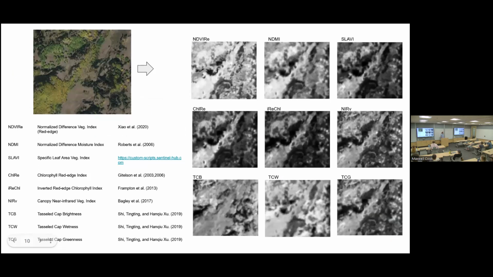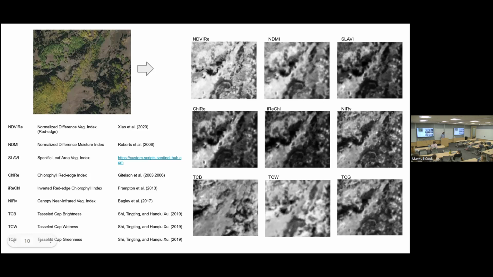For our spectral indices, we wanted to test a few different spectral indices that have been shown to be really efficient at identifying or differentiating between different species of forest cover. I have the list here on the left of these spectral indices that we tested. And on the right, an example of these indices for one region outside of Crested Butte, Colorado. We'll use that image a couple times throughout the presentation.